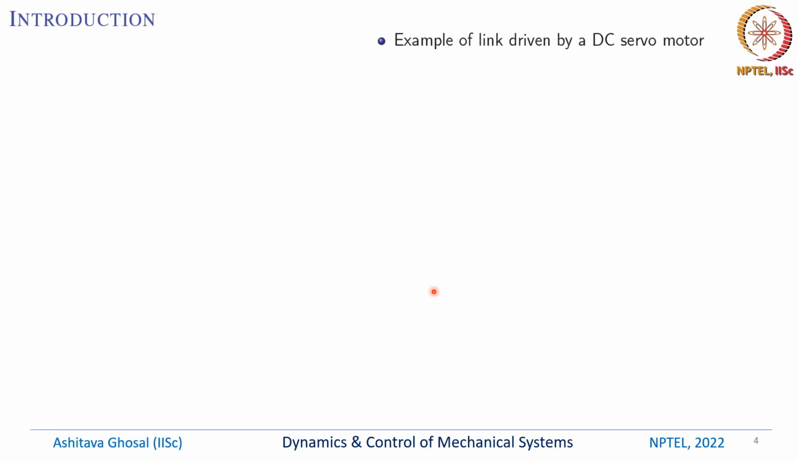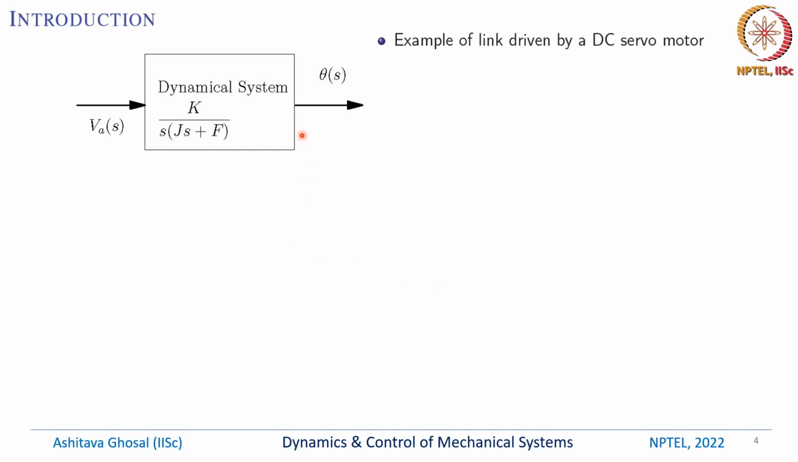So let us take the example of the single link driven by a DC servo motor. We have looked at this example many times in the past. Let us continue with that example. For this example, the plant or the dynamical system can be given by this transfer function, k divided by s into (js plus f). The input to the dynamical system is the voltage, and the output is the rotation of the motor shaft, which is denoted by theta of s.